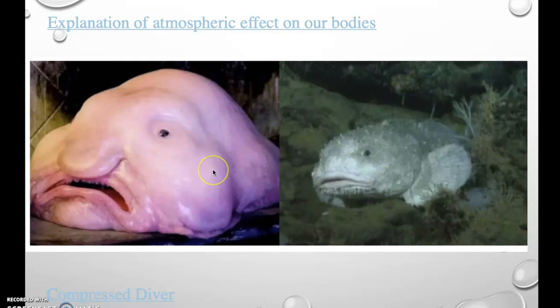Now, when it's brought to the surface, the pressure is decreased, and so what happens is the pressure inside its body is greater than the pressure outside of its body, and so it turns into this blob here.